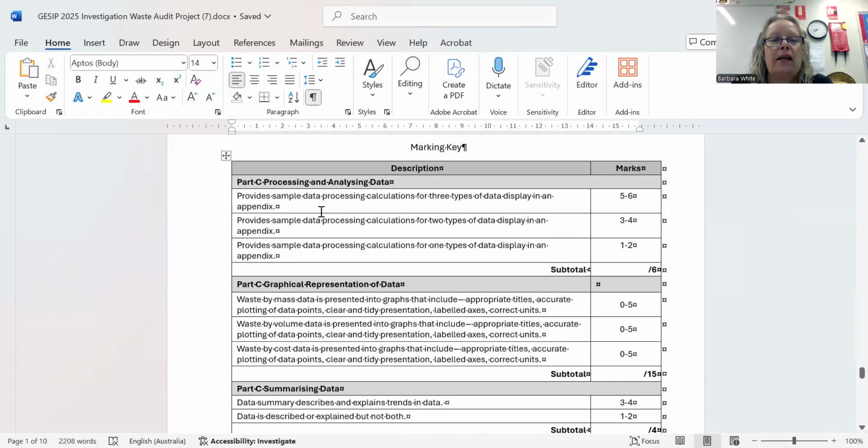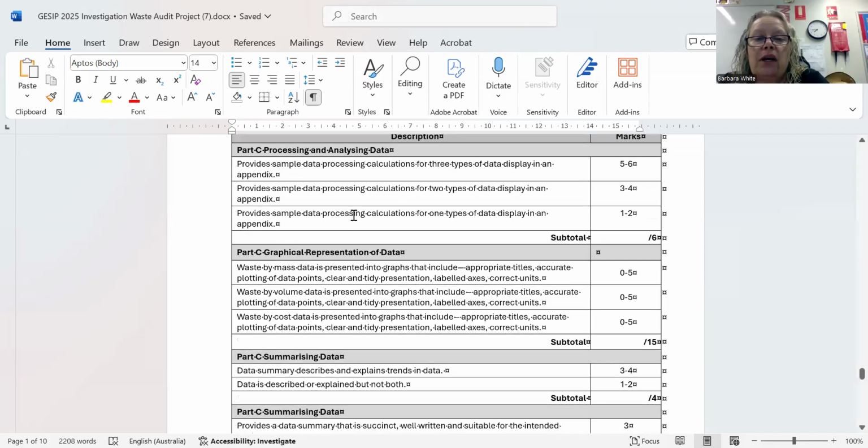It says that you've provided sample data processing calculations. That means if you've taken an average, you write down in an appendix at the back the average calculation and show me that you added the three numbers up and divided by 3 or whatever it was to take an average. So you would say average percentage by mass of plastic, and you would write down the numbers, add them up and divide by how many there are. So I can see that you know how to take an average.